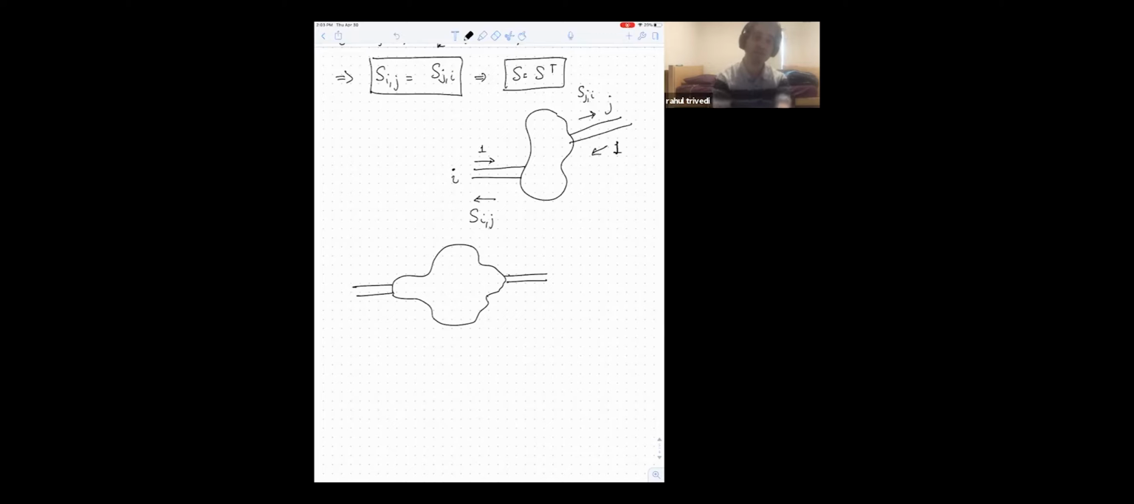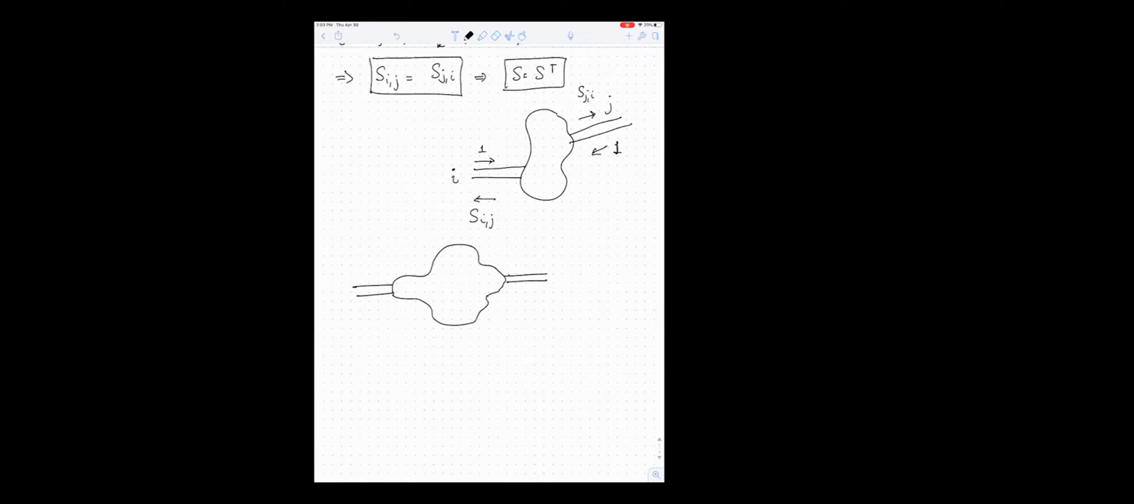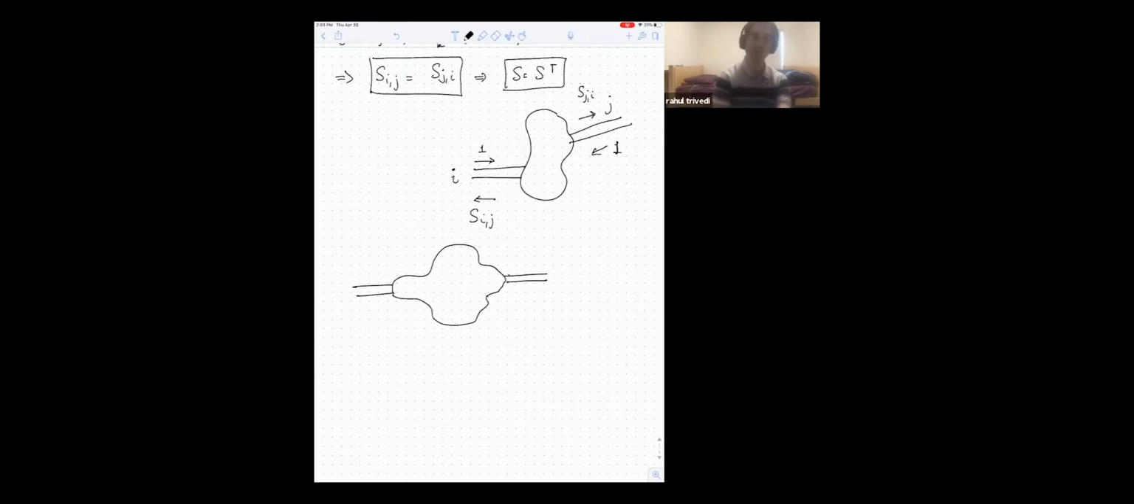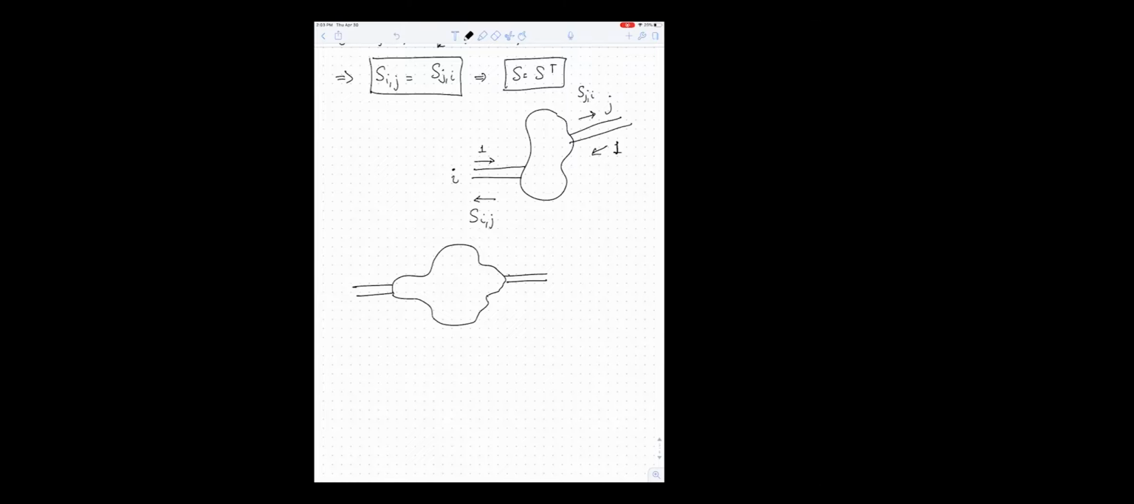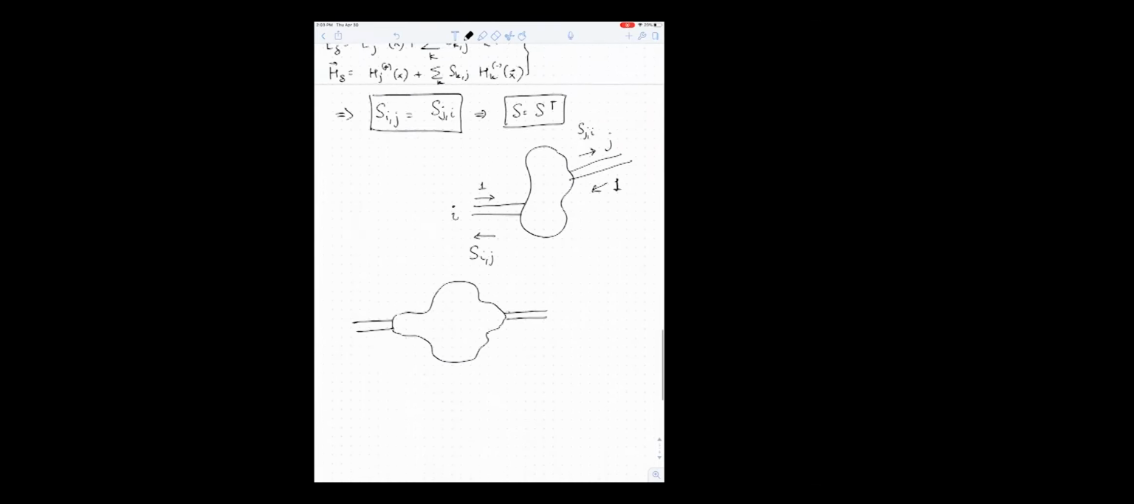Yes, question? Yeah, I have a question. So, but there are devices where this doesn't hold true, correct? Yeah. So what changes for those devices in which it doesn't hold true?